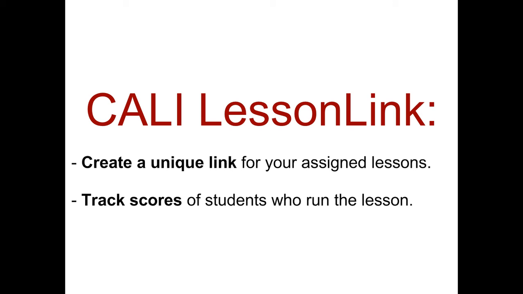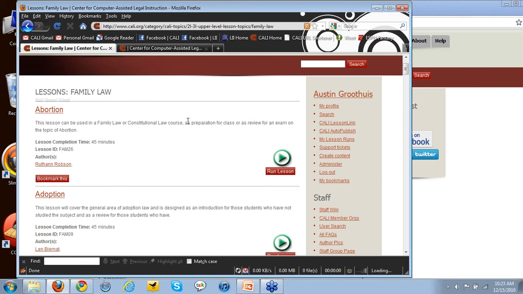And the next thing I wanted to bring up was some special features for faculty. This is one of those things that you can do because you signed up with a faculty authorization code. It's called LessonLink, and it gives you the ability to create a unique link to a lesson that you pick, and it gives you tracking capability because you'd be able to track who took the lesson if they followed it through this link and what their score was.